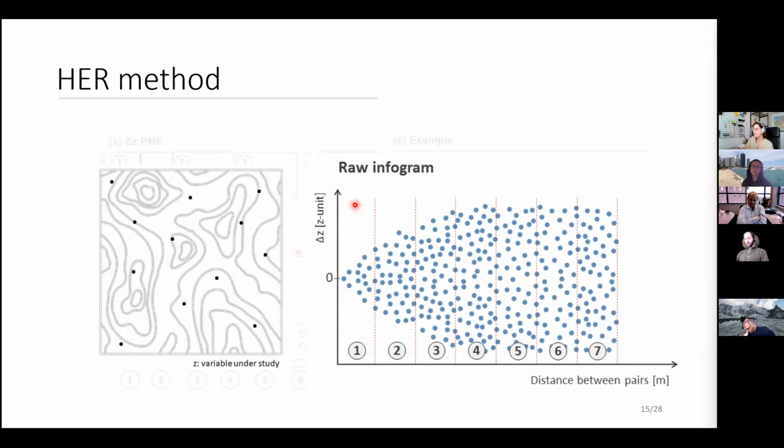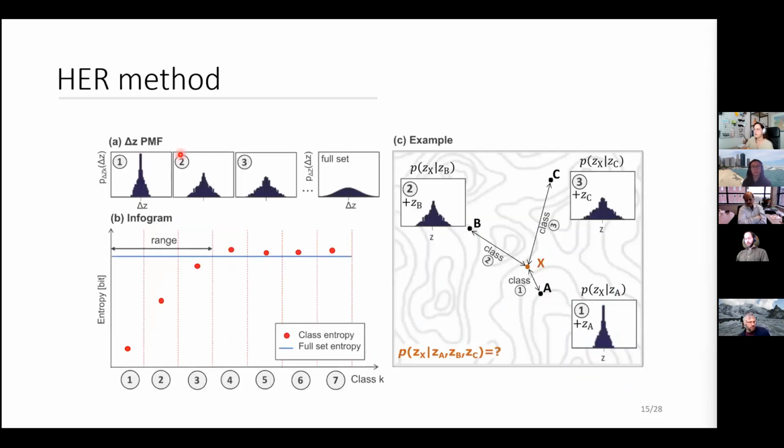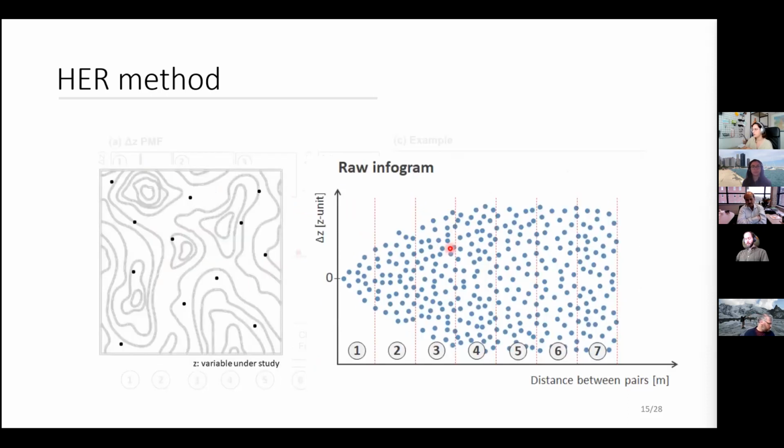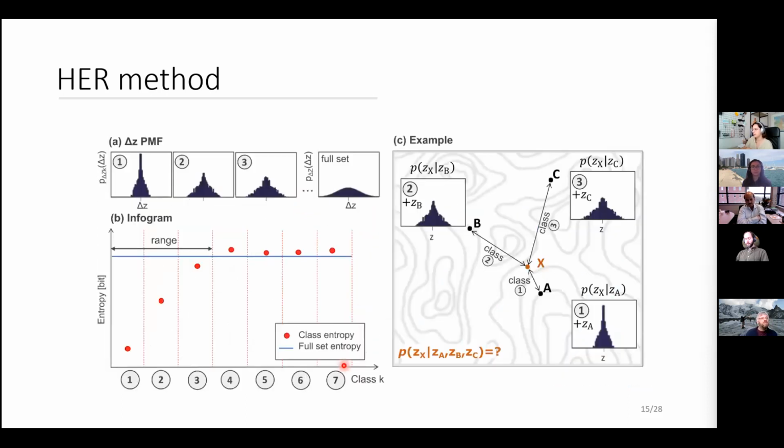For each defined lag here, first, second, third, we extract the distribution of the delta Z. So we condition the delta Z to the lag, and then we obtain the delta Z distribution. For each distribution, or probability mass function, we calculate the entropy and plot it against the Euclidean distance to obtain what we call the infogram.